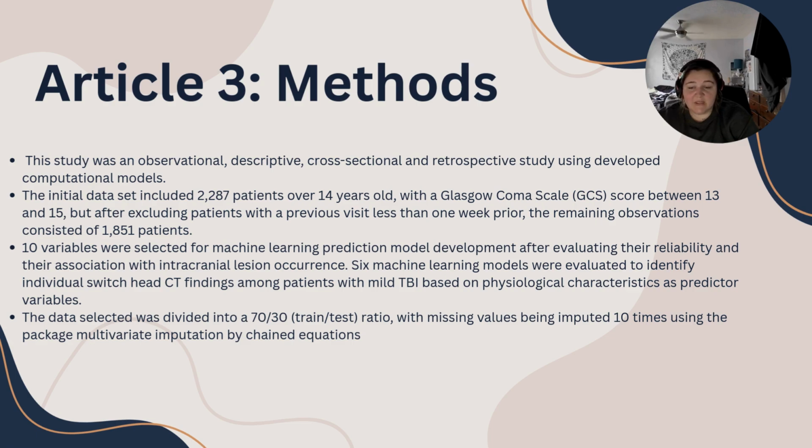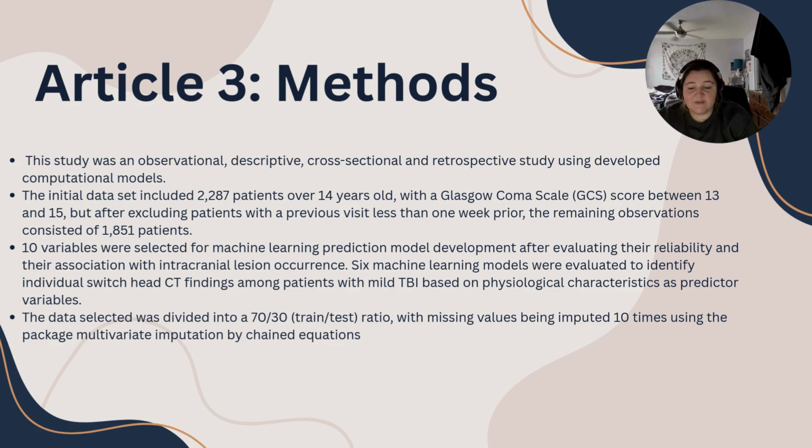The initial dataset included 2,287 patients who were over 14 years old with a Glasgow Coma scale between 13 and 15. But after excluding patients with a previous hospital visit less than 1 week prior, the remaining observations consisted of 1,851 patients. There were 10 variables selected for machine learning prediction model development based on their reliability and association with intracranial lesion occurrence, and 6 machine learning models were evaluated to identify individual switch head CT findings among patients with mild TBI based on physiological characteristics as a predictor.